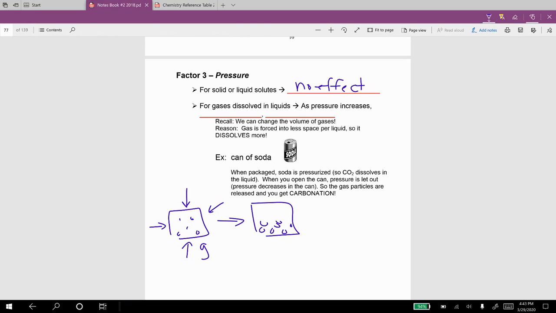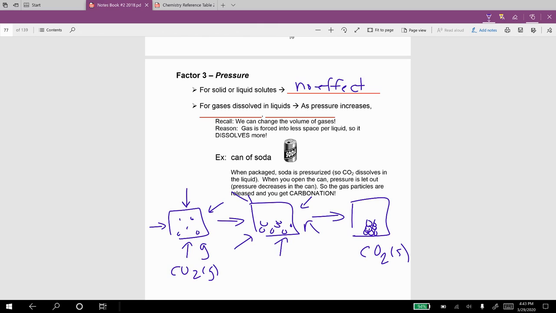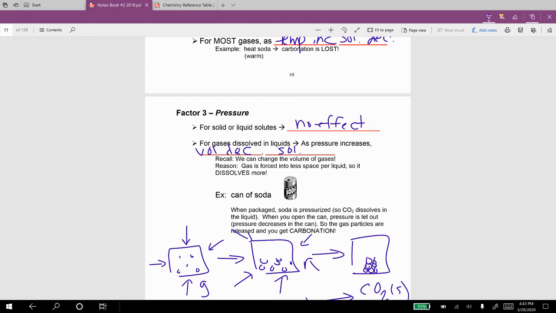And if we add pressure and cool it down, and make it colder, we can even get that gas all the way down to a solid, right? So basically like dry ice, because carbon dioxide is a gas. We can then make carbon dioxide a liquid by adding pressure. So for gases dissolved in liquid, as pressure increases, what happens to the volume? The volume decreases, right? So we did that in our gas laws unit. So then the solubility will increase.